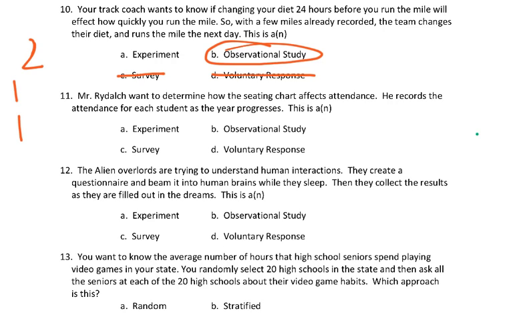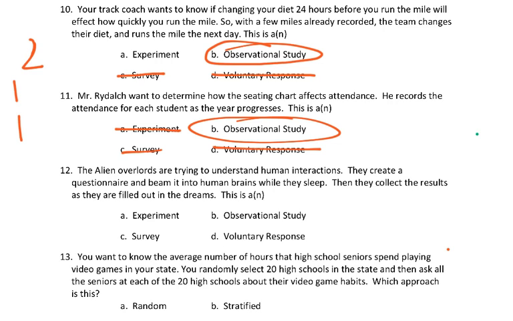Okay, 11. Mr. Riddles wants to determine how the seating chart affects attendance. He records the attendance for each student as the year progresses. Okay, so survey, nope. Voluntary response, nope. Experiment, are there 2 groups? Nope. So once again, observational study.